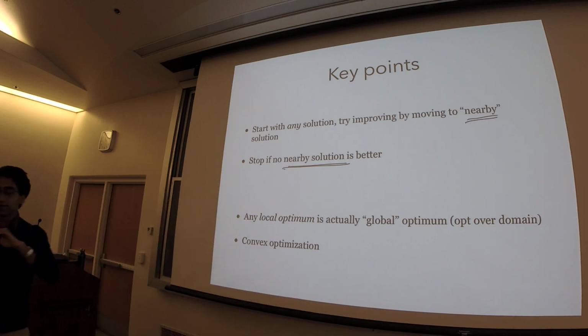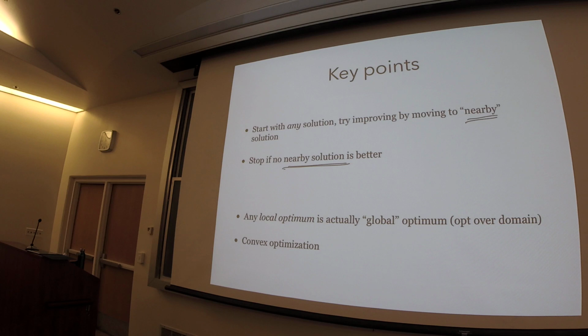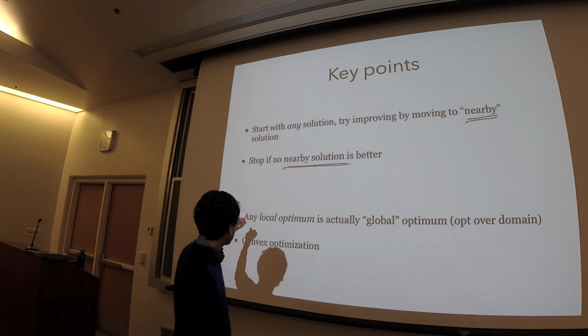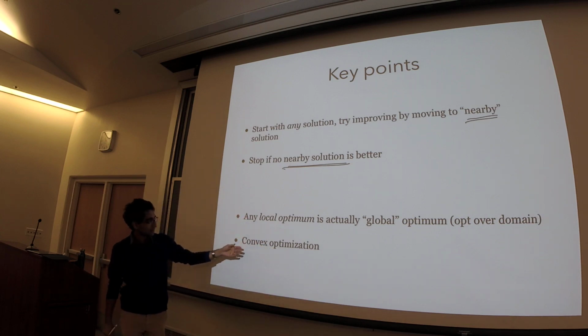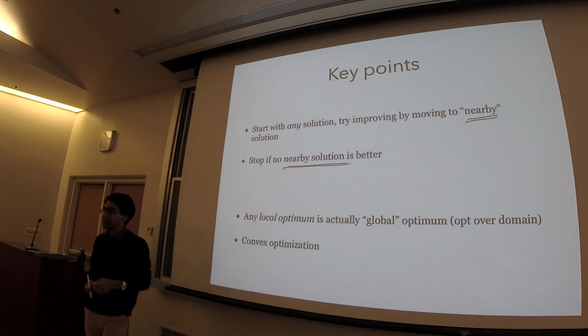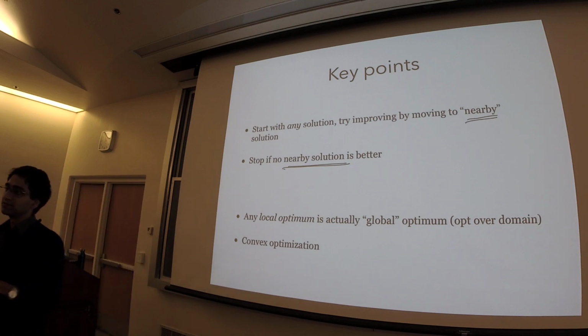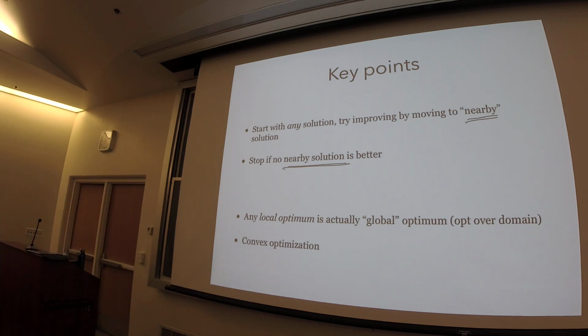A local search solution gives an optimal solution only if you have this condition that any local optimum, which is something that's optimum in its neighborhood, is also globally optimal. Okay, and we said that one canonical example of this is this class called convex optimization. And we just very briefly saw what it meant.